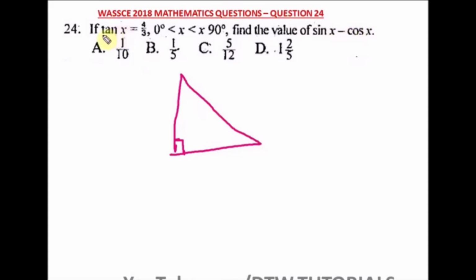So from here we're told that tan x is 4 over 3. So what is tan? Remember our SOHCAHTOA?